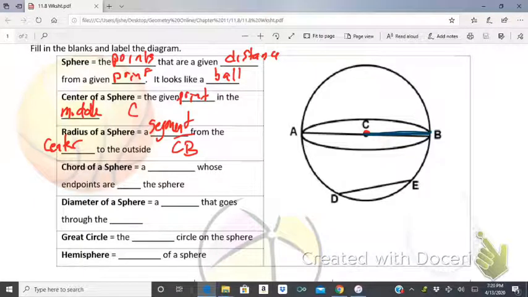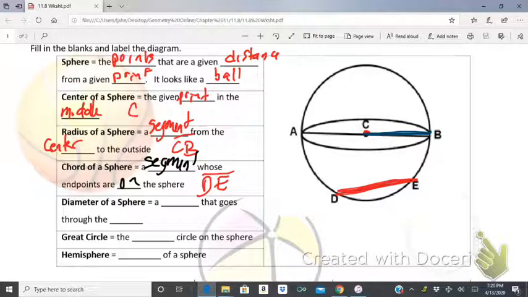A chord of a sphere is a segment whose endpoints are on the sphere. So that's what's going on down in the bottom here. We're not going to deal too much with these. This would have been in the next chapter if we actually got to it. But this is talking about DE. DE is on that sphere.